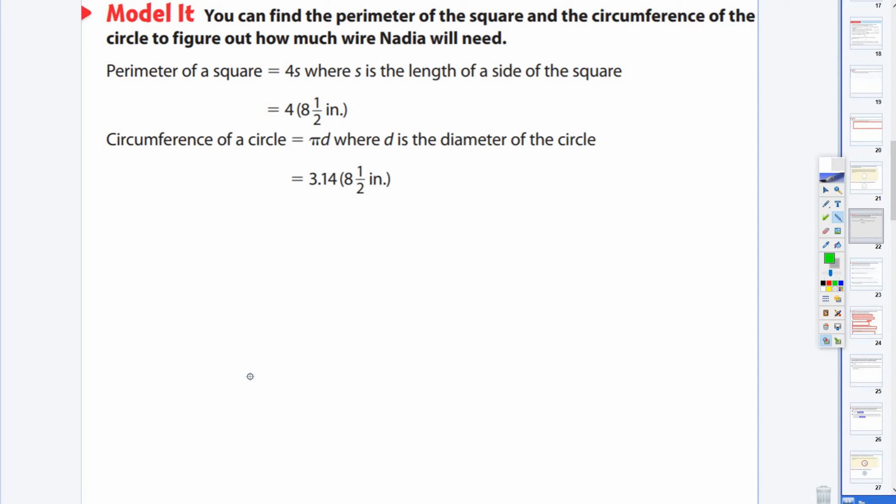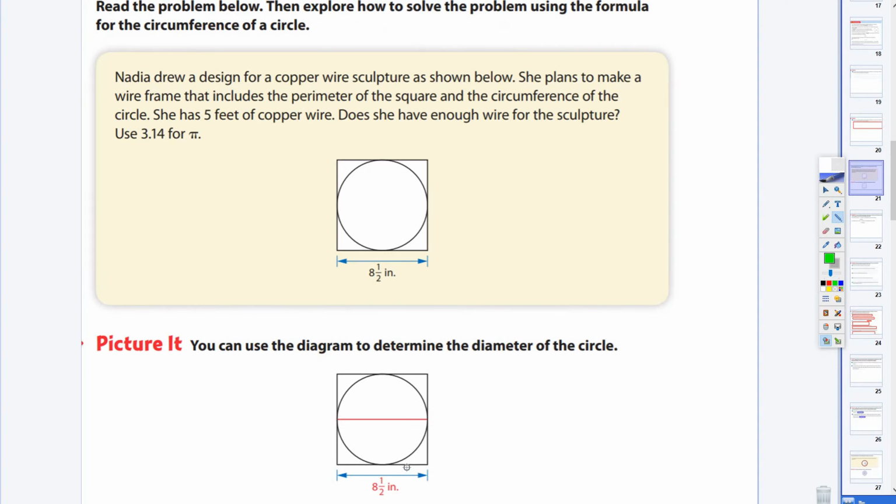You can find the perimeter of the square and the circumference of the circle to figure out how much wire Nadia will need. If you don't remember, perimeter of the square is 4 times S. S stands for side. It even says it over there. And then you have 4 times S, and each side is 8.5 inches. Right? If we go back, 8.5 inches.